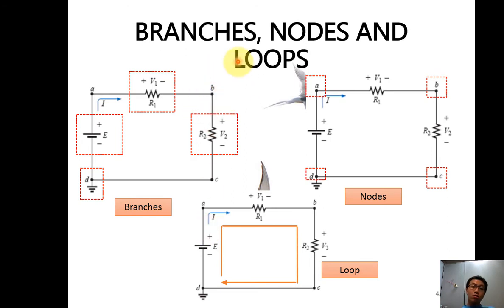We also need to know the branches, nodes, and loops. So what are branches? A branch is an electric component between the nodes. So this one is one branch, and another branch. Nodes are A, B, C, D. This is called a node. Loop: one circuit is called a loop.